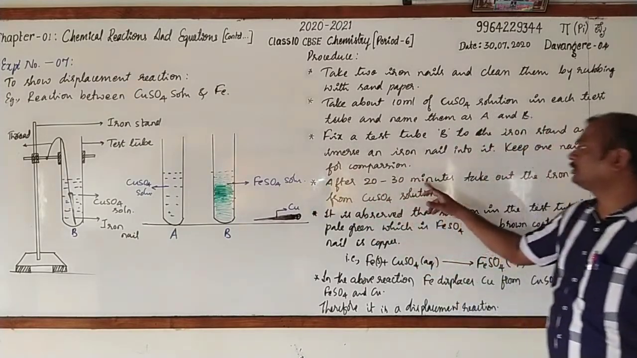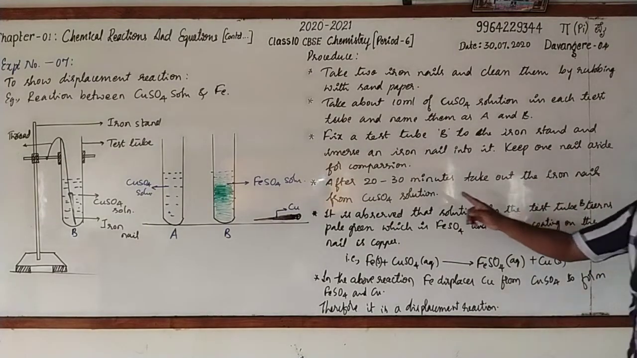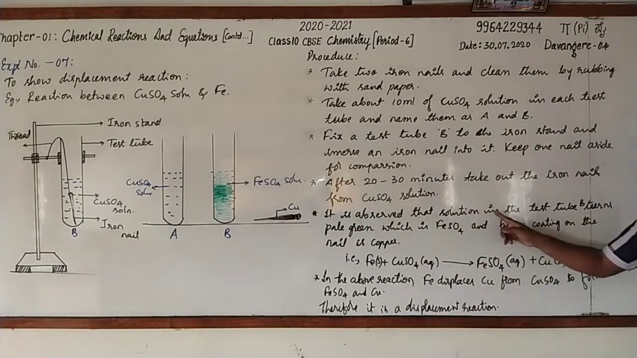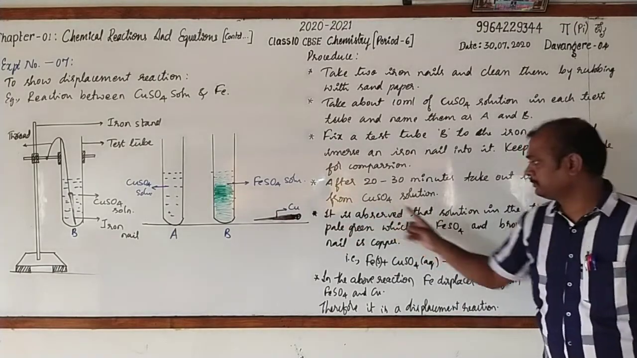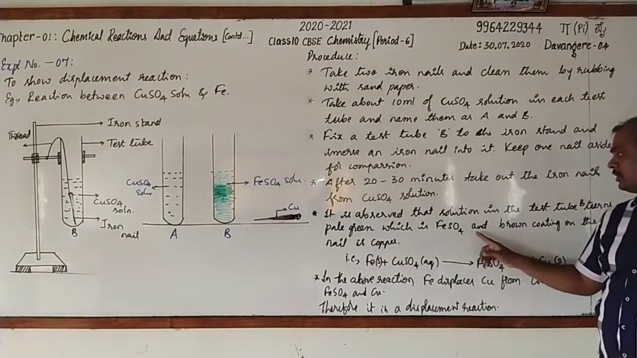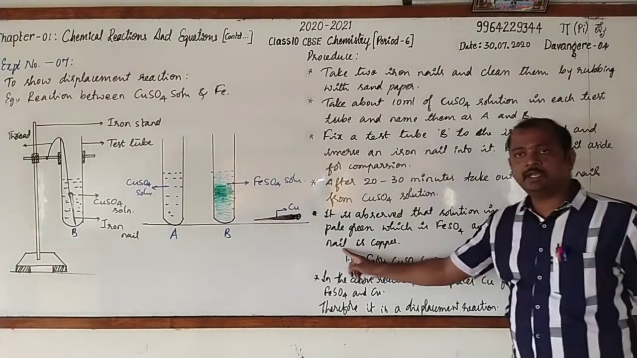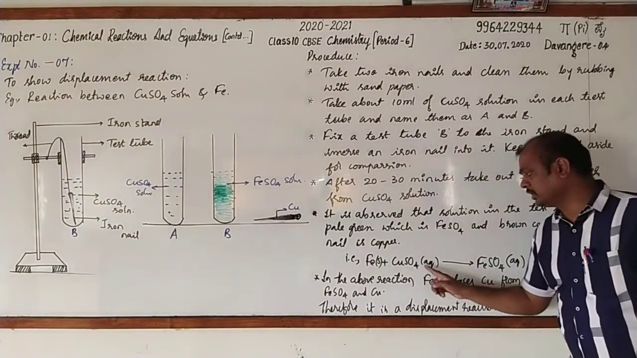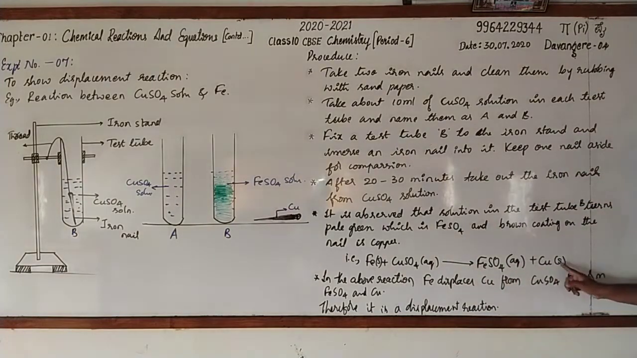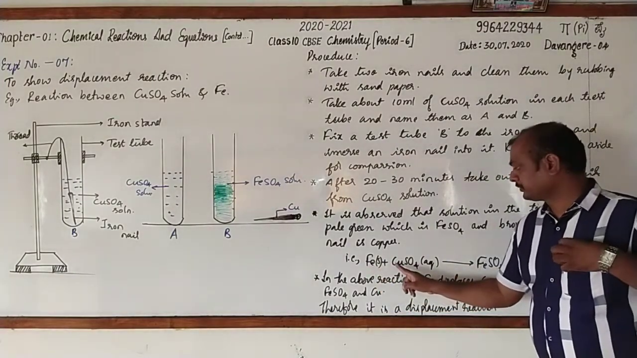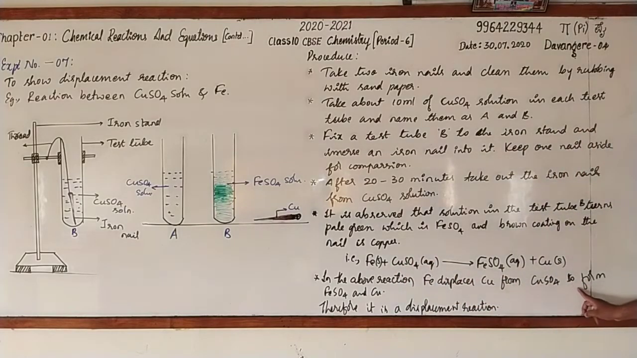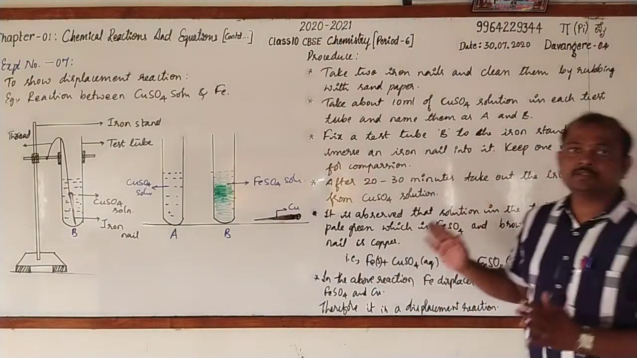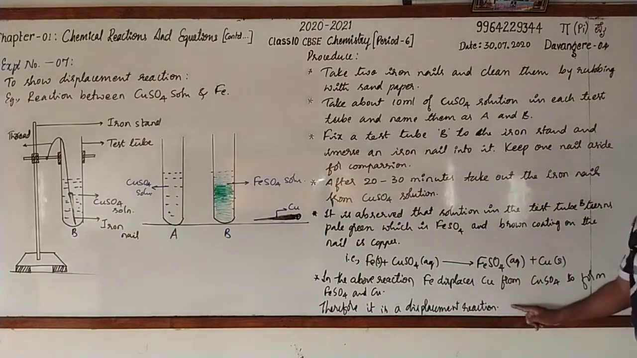Next, after 20 to 30 minutes, take out the iron nail from copper sulfate solution. Then we can observe that the solution in test tube B turns pale green, which is FeSO4, and the brown coating on the nail is copper. The chemical equation can be written as Fe plus CuSO4 gives rise to FeSO4 plus Cu. Here iron displaces copper from copper sulfate solution to form iron sulfate and copper. Therefore it is a displacement reaction. So please go for writing neatly from there to here.